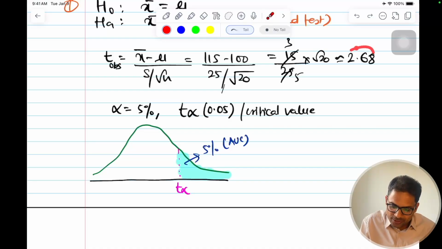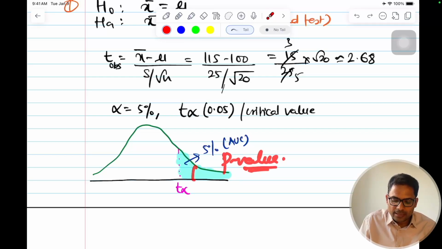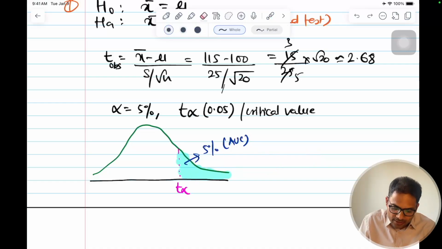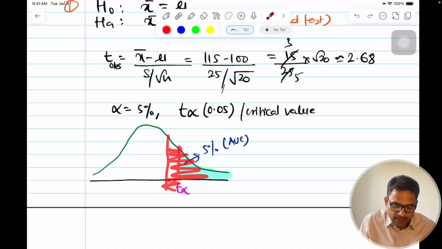So whether this 2.68 is here or here. If my 2.68 is less than the significance value, your alpha, if it goes in this region, if t alpha is whatever the value and 2.68 comes here, then I'll reject the null hypothesis, because the area under the curve, the p-value, will be less than alpha. And if it comes somewhere on this side, then the area under the curve here, the p-value, will be greater than alpha. So I'll accept the null hypothesis.